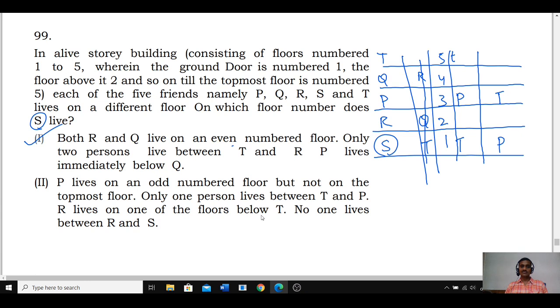R lives on one of the floors below T. Below T, so there is no chance of T being here. Hence T must be here. R is on one of the floors below T. Here R must be here. R could be here, or here, or here.